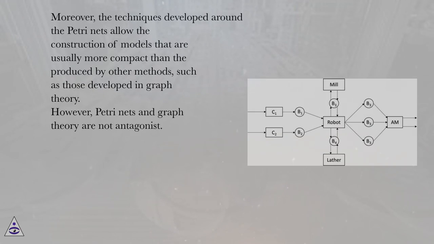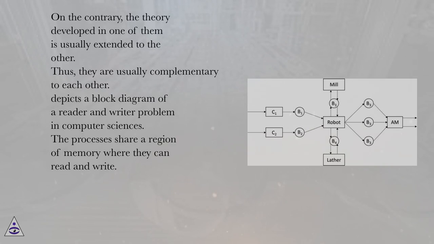Moreover, the techniques developed around Petri nets allow the construction of models that are usually more compact than those produced by other methods, such as those developed in graph theory. However, Petri nets and graph theory are not antagonistic. On the contrary, the theory developed in one of them is usually extended to the other. Thus, they are usually complementary to each other.